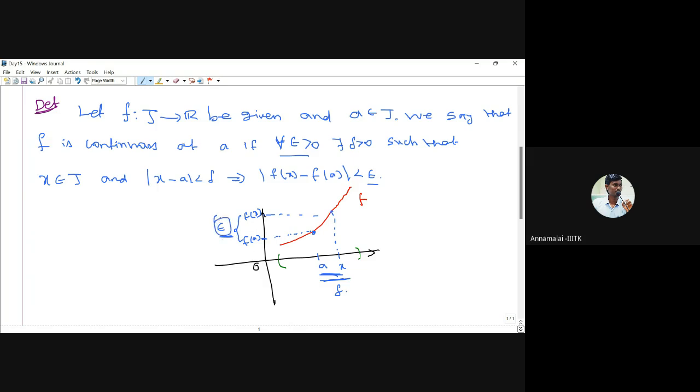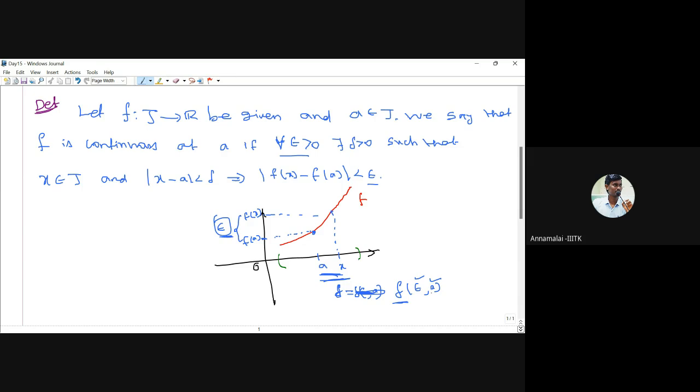We need the distance between f of A and f of x to be small. Then what is the distance we can choose between A and x such that this is happening? So we can choose delta such that if the distance between x and A is less than delta, then modulus of f of x minus f of A is less than epsilon for any epsilon. Therefore, this delta depends on this epsilon as well as the point A. Usually we sometimes write delta of epsilon comma A. That means delta depends on epsilon and the point A.